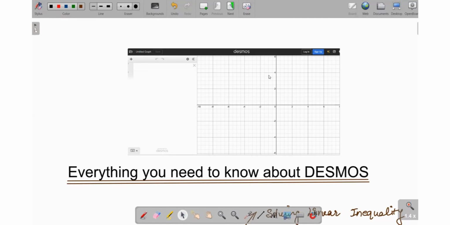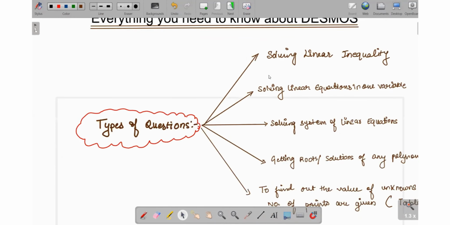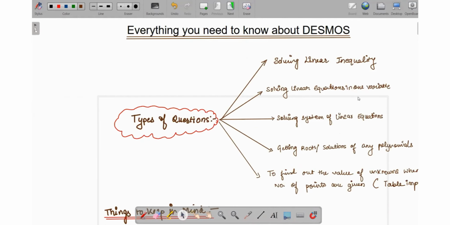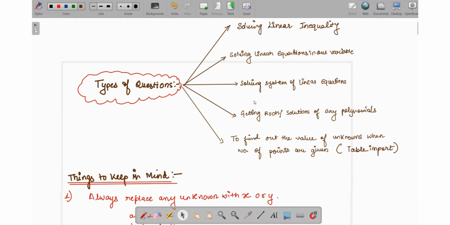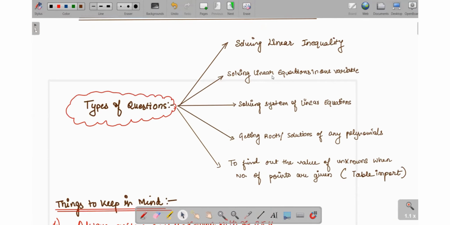Now, before we directly jump into today's session, you need to know about the type of questions that can be solved using Desmos. First, let's talk about linear inequalities. Whenever you have linear inequalities, you can directly graph them on Desmos, and Desmos will show you where the value of x or y is greater than or less than or equal to. Second, you can solve linear equations in one variable. You don't need the transposition method or the balancing method. Instead, you can just put it directly on Desmos and solve it.